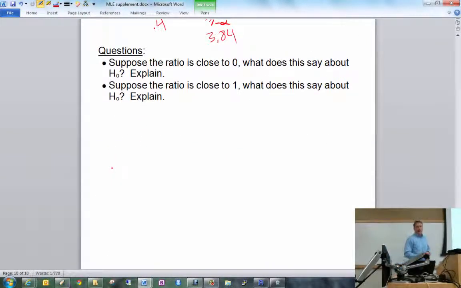Then suppose the ratio is close to 0. What does it say about H0? Well, the corresponding parameters that you have in the null hypothesis are probably not very plausible, because the likelihood function is a lot lower than if you remove that restriction. Well, what does this mean then in terms of -2 log lambda?